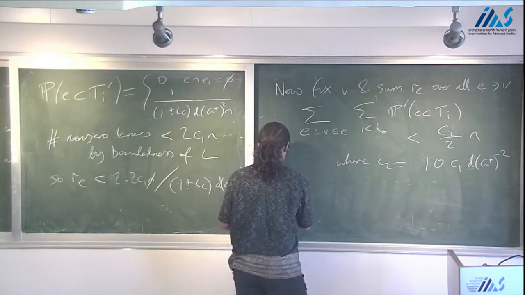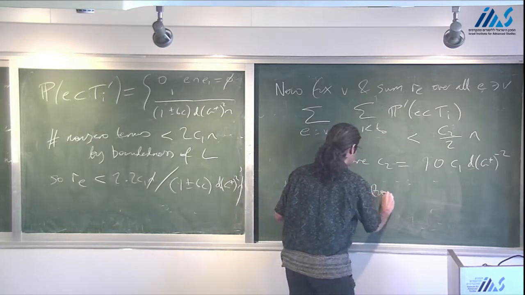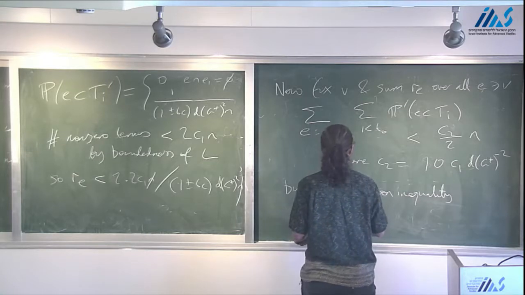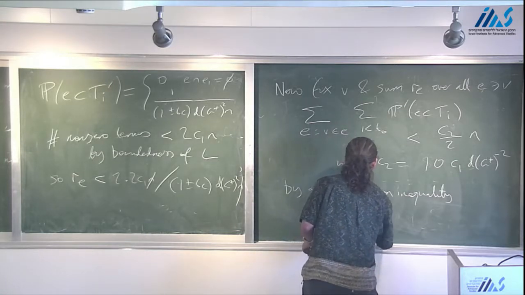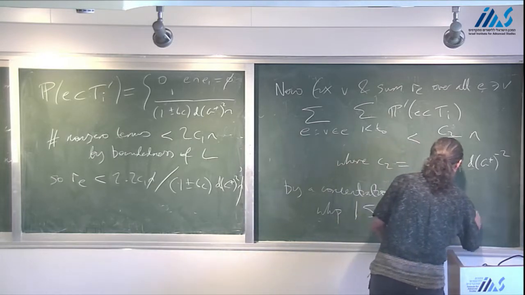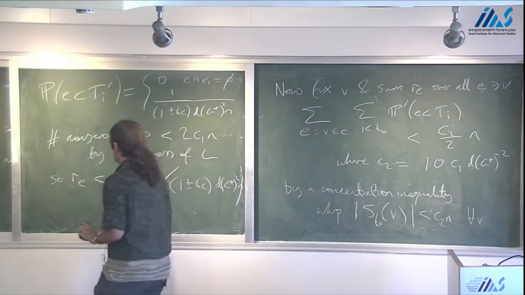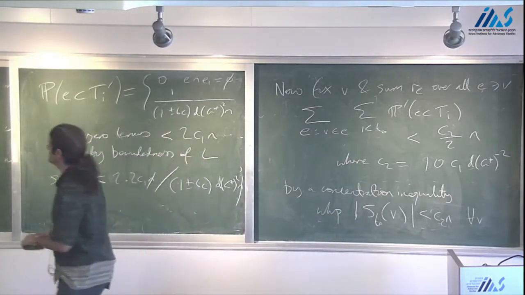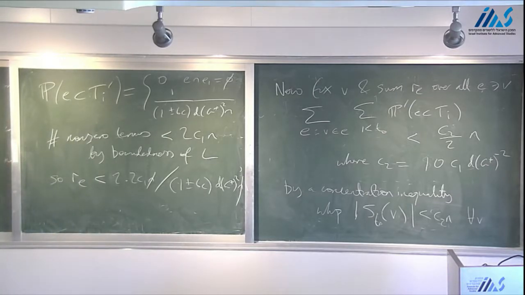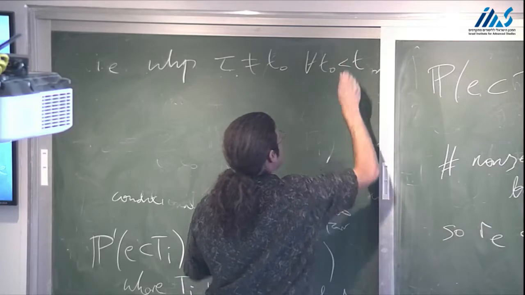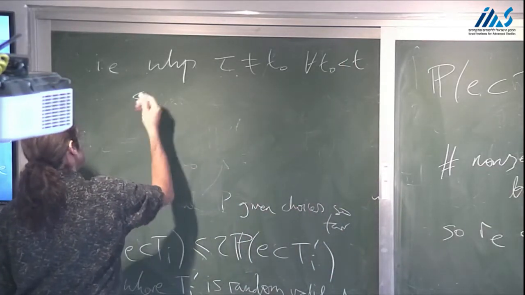So by a concentration inequality, with high probability, the degree of V in S_T0 is less than C2n for all V. Okay, so what does this mean? This means that with high probability, tau is not equal to T0 for all T0 less than T. So the lemma holds.